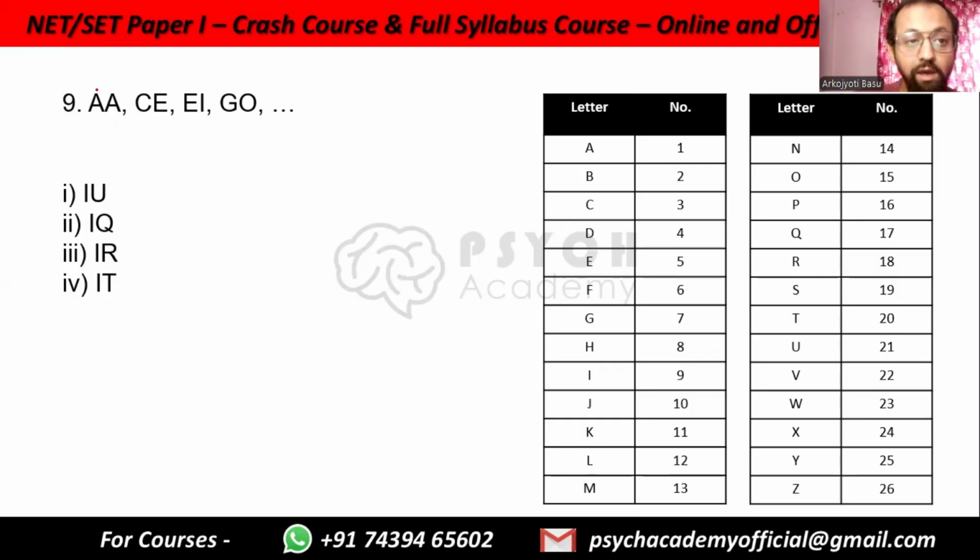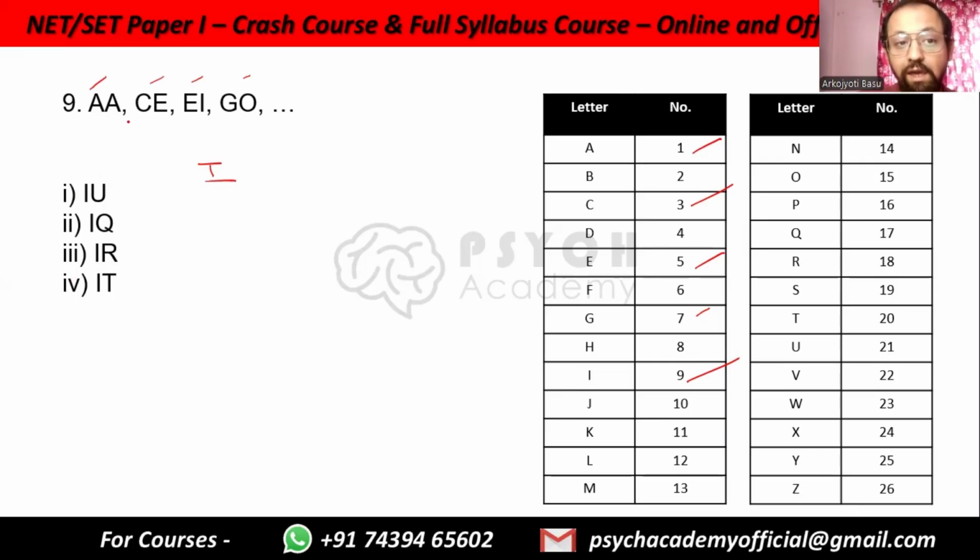So you see A, okay, then C, then E, then G. So A is 1, C is 3, E is 5, G is 7. So 1, then 3, then 5, then 7, then we have 9, which means it will start with I. That part we know. All of them are starting with I anyway.